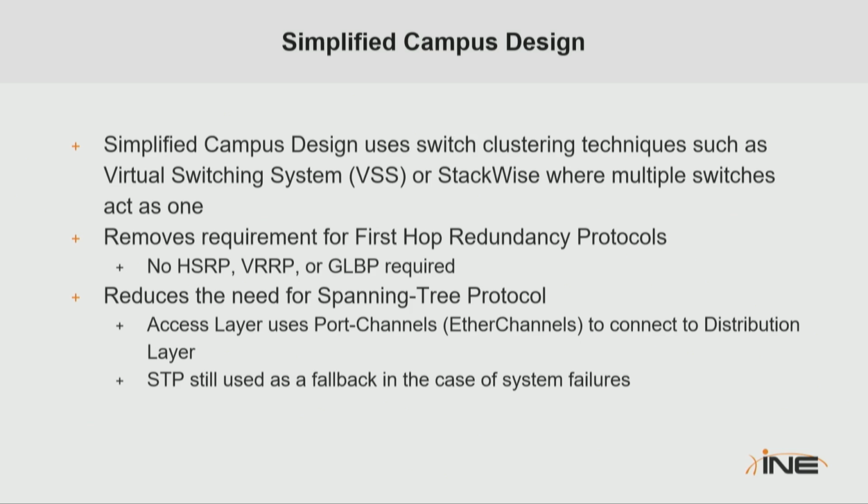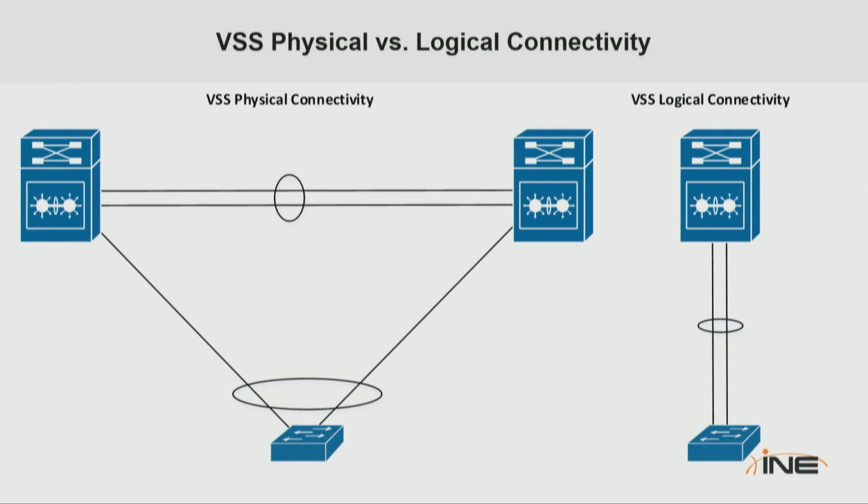Okay, it's also going to reduce the need for spanning tree. So the access layer is going to be using port channels or EtherChannels to connect to the distribution layer, where spanning tree would still be used as a fallback in the case of system failures. Okay, so here we have an example of the physical connectivity versus the logical connectivity of the VSS. So the VSS is going to consist of a pair of distribution switches that are multi-homed down to the access layer, and in the access layer we're running a port channel or an EtherChannel that's going northbound to the VSS.